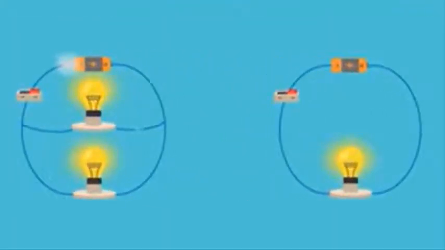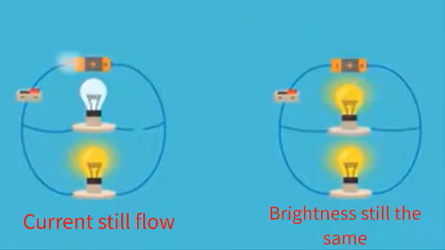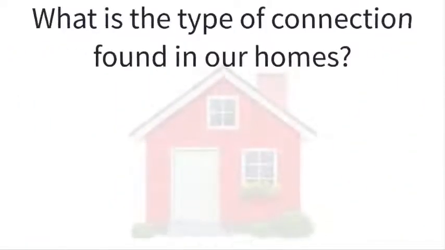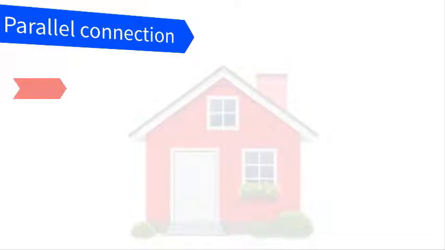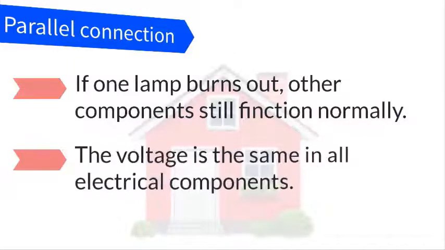When there is a break in one of the branches in the circuit, current will still flow to the other branch. Also, the brightness of the bulbs remains the same since every loop is independent. So, can you tell me now what is the type of connection found in our homes? Of course, it is a parallel connection because if one lamp burns out, the other components still function normally and the voltage is the same in all the electrical components.